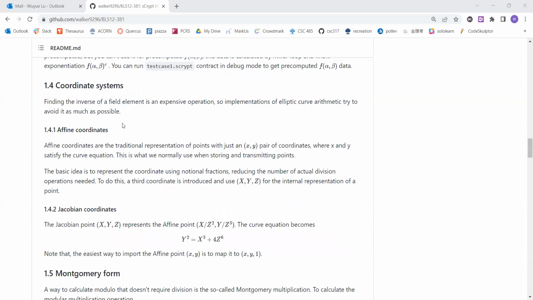Finding the inverse of a field element is an expensive operation. So implementations of the elliptic curve arithmetic try to avoid it as much as possible. So we use the affine coordinate. The basic idea is to represent the coordinates using notional fractions to reduce the number of actual division operations needed. To do this, a third coordinate is introduced and we use x, y, z for the internal representation of a point. And we use the Jacobian coordinates to represent the affine point.